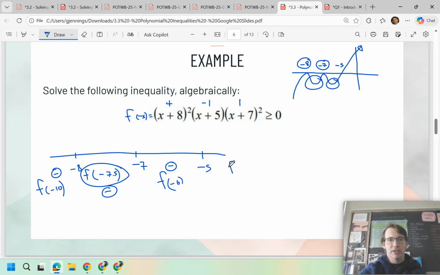Let's test f at 0, because that's the easiest one to check. Okay, it's actually not that easy. Easier would be f at -4. Let's test f at -4. It's just giving me easier numbers to check. 0 is not always easiest. -4 is still in that region. Okay? -4 plus 8 is 4 squared. -4 plus 5 is 1, we're multiplying by 1. And -4 plus 7 is 3, but we square it. So that is in fact equal to 144, my favorite number, but positive.